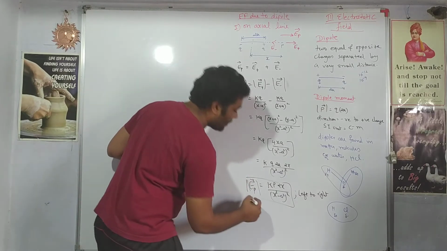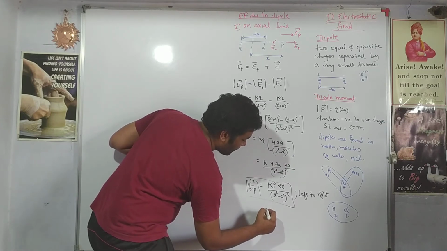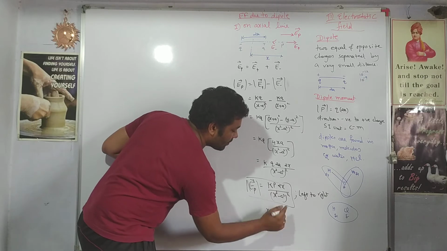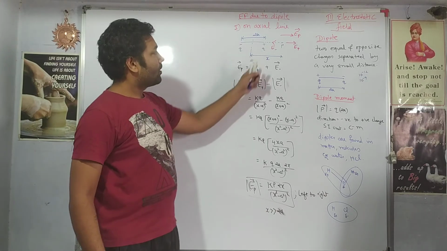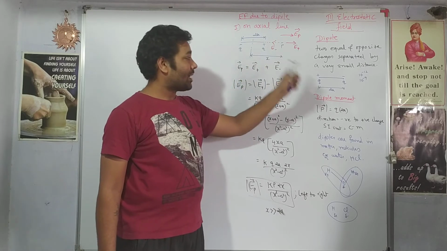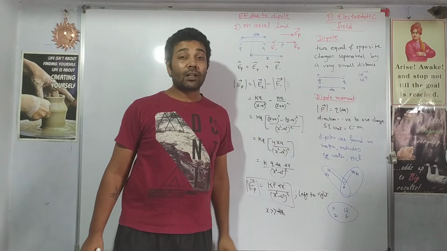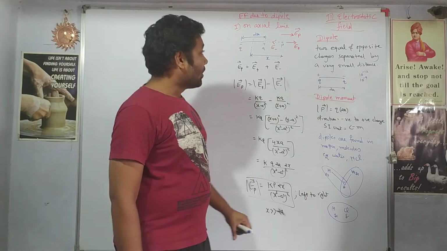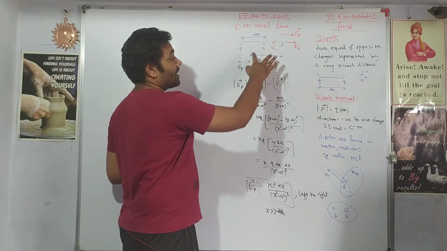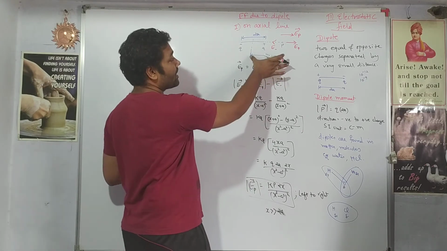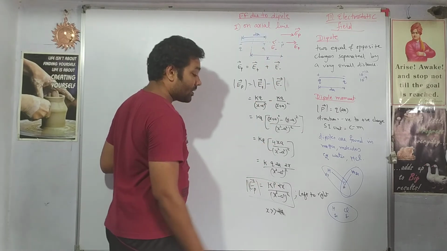What is the assumption? We assume that X is much greater than A, X is much greater than 2A. This distance is much greater. I said that the distance of the dipole is of the order of 10 to the power minus 12 or 10 to the power minus 9, the order of nano or pico, and this distance X is in the order of centimeters. So obviously this distance is very large as compared to this distance.